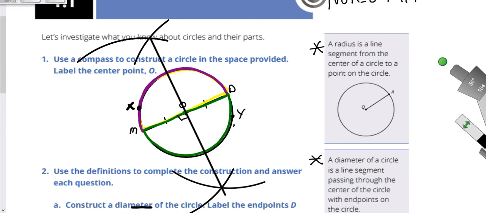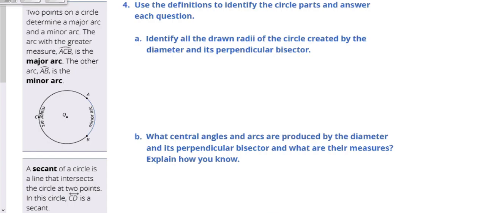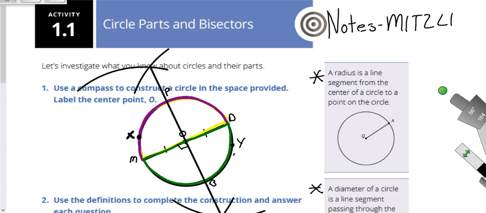So I need to label the points of intersection. I'm going to label this one P, and the other one is B. All right, so I'm going to flip ahead because the lesson keeps going on to page 114, but then we're going to come back to this. It says, use the definitions to identify the circle parts and answer each question. Identify all the drawn radii of the circle created by the diameter and its perpendicular bisector. So now we have to go back and identify all the radii.